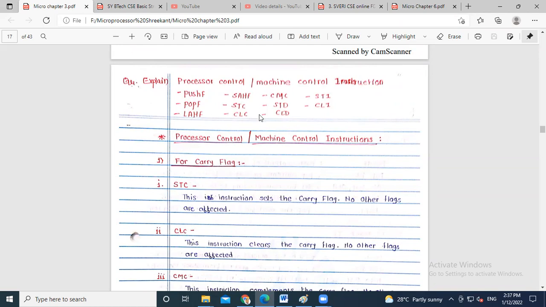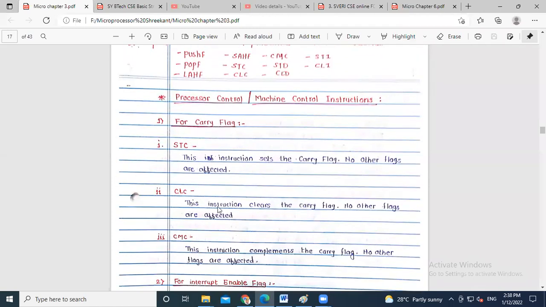Next one is CLC. CLC means what? It clears the carry flag. So CLC means this instruction clears the carry flag. No other flags are affected. So STC and CLC do not affect any other flags present in the microprocessor.